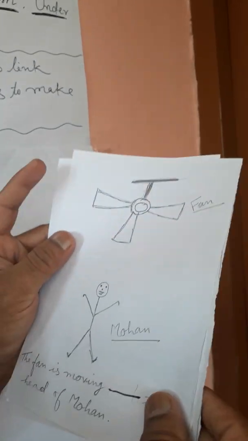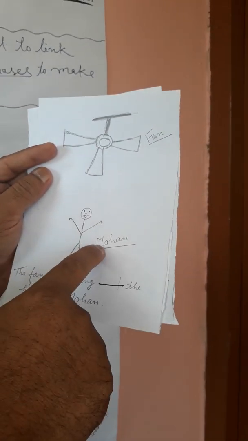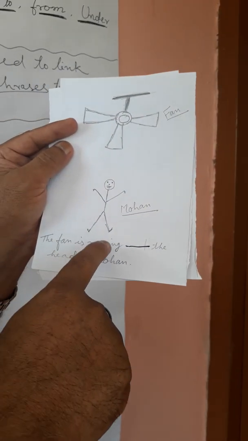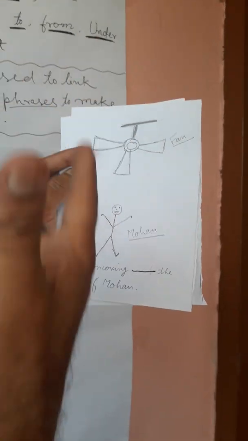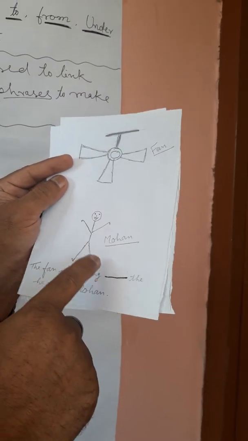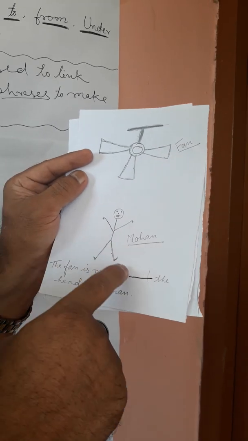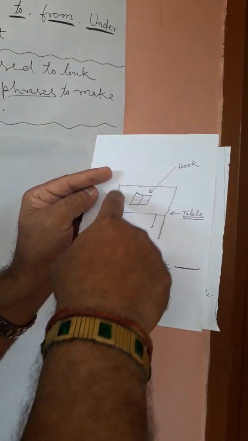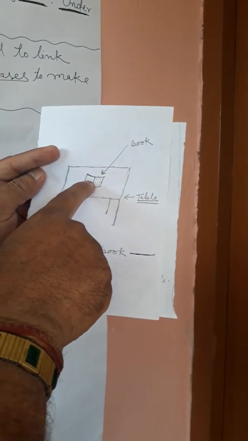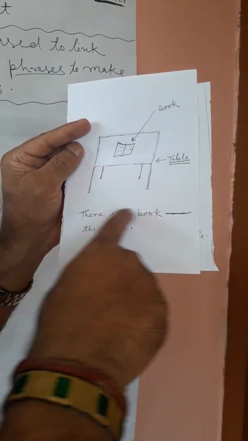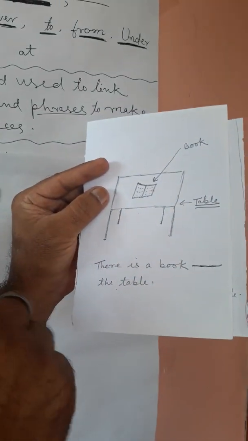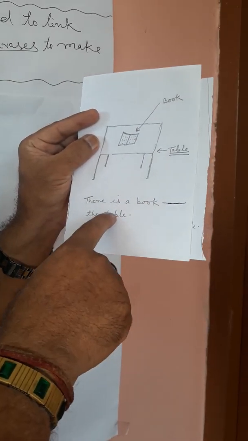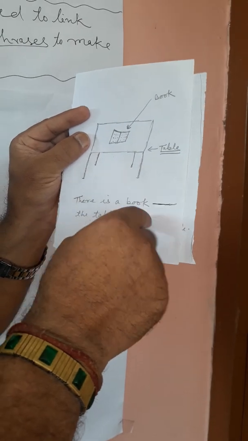Another thing. Here is a man, Mohan, and just on the upper side is a fan. The fan is moving the head of Mohan. Where? You have to fill the preposition here. Which preposition will be used? Okay? Now see another. Here is a table and here is a book. You have to make the sentence using the correct preposition. There is a book, the table. Which preposition will be used here?